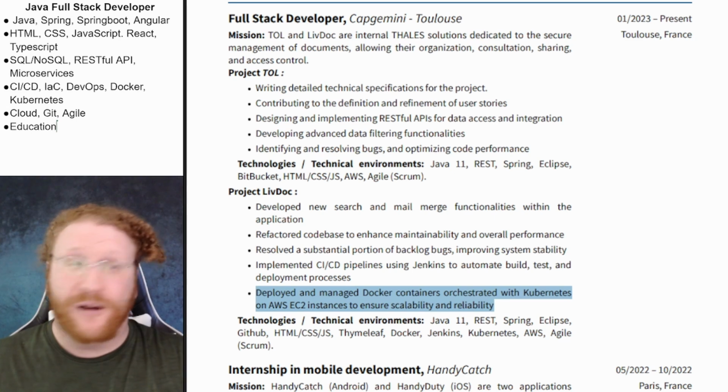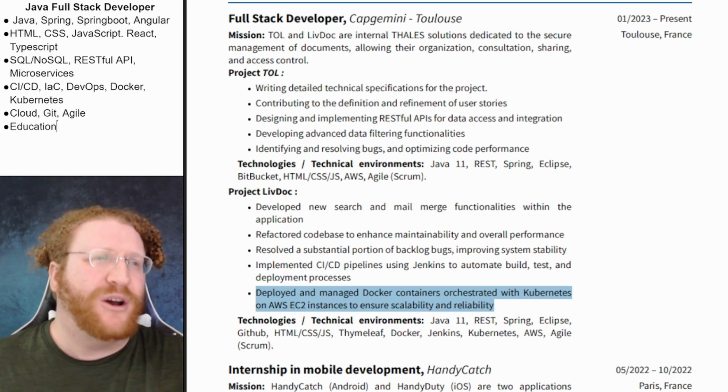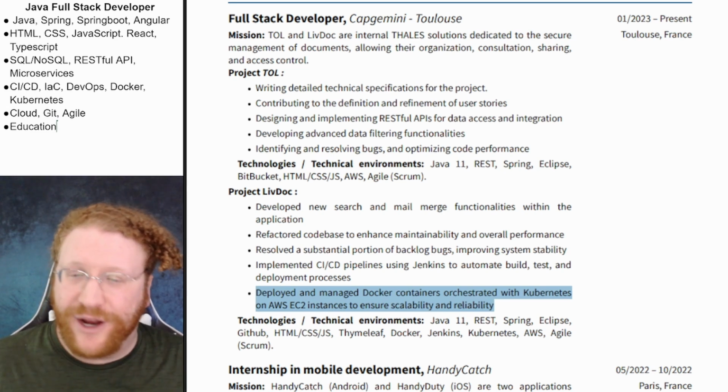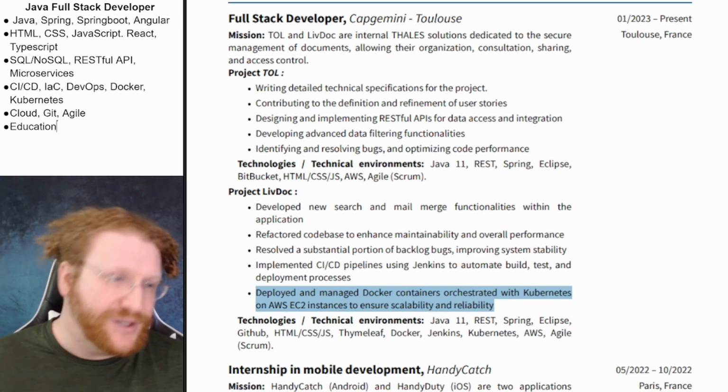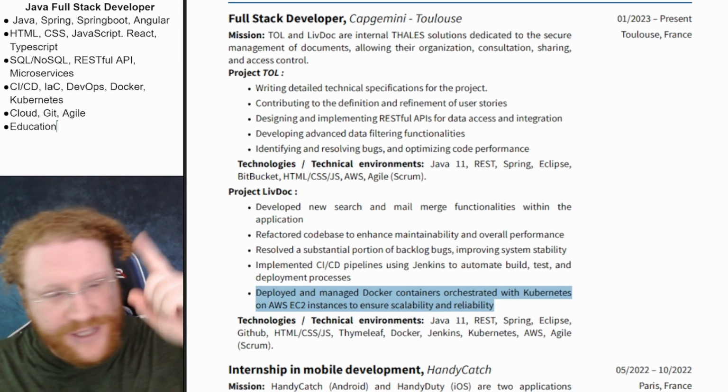Deployed and managed Docker containers, which can be a keyword. I don't know if I put it down, but I saw it in a couple. Orchestrated with Kubernetes on AWS, which is cloud. So that's what I need. I need you to write the rest of it like that. I need these things there.